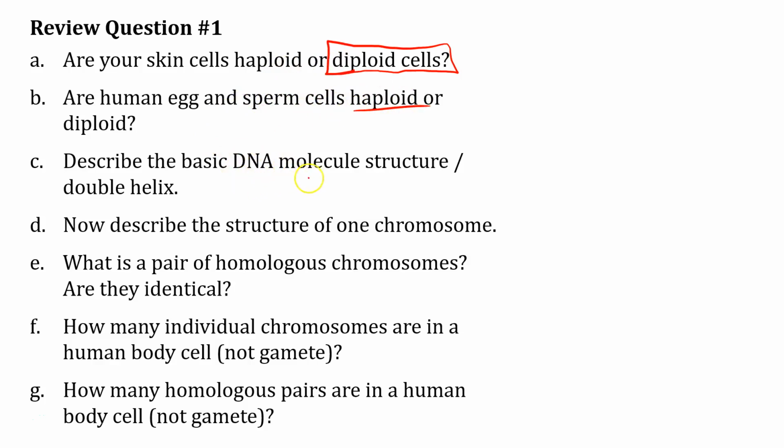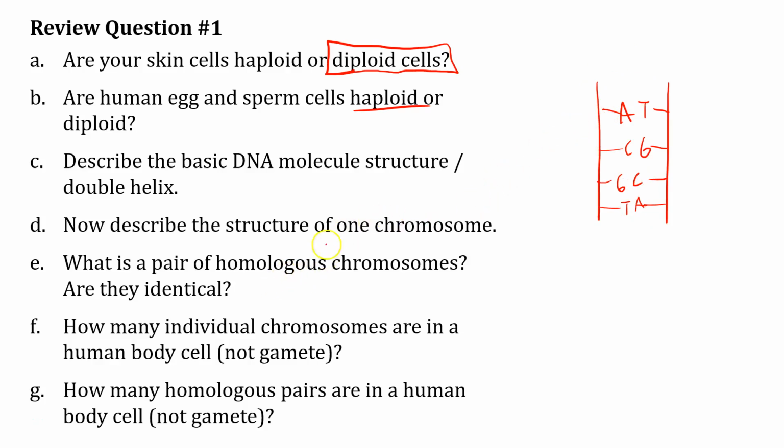Describe the basic DNA molecule structure and the double helix. Basically, there's going to be two sides, and in between the two sides there are nitrogenous bases that are complementarily paired with one another. And remember that A always goes with a T, and C always goes with a G, and G always goes with a C, and T always goes with an A. And then if you were to spiral this thing, wind it up, that would be the shape of the double helix.